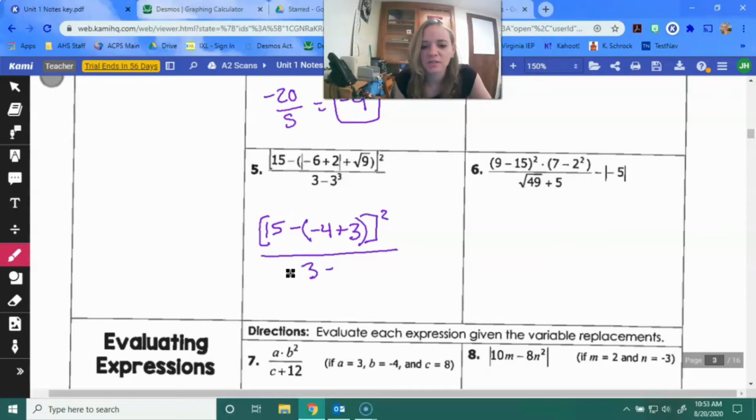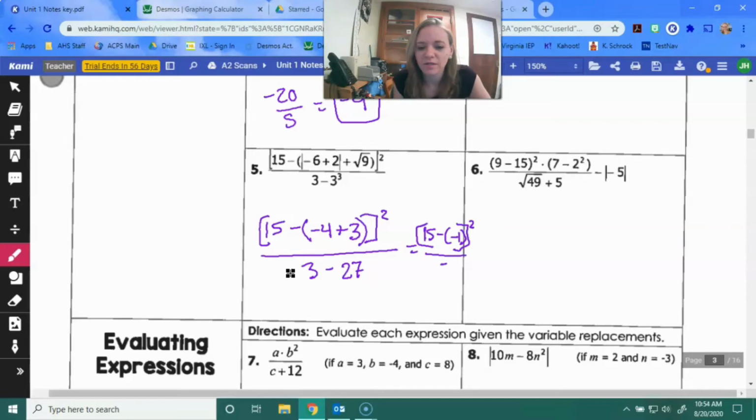3 minus, simplify the exponent. 3 to the third power, is it 27? I think it is, yeah. 27. All right, in here, we're still working inside my parentheses. Get rid of those first. So I have 15 minus, that's negative 4 plus 3 is negative 1. And still all of that is squared.